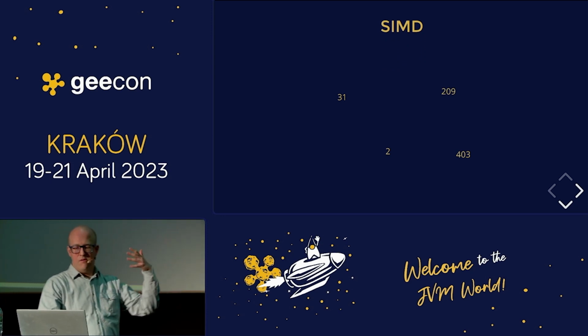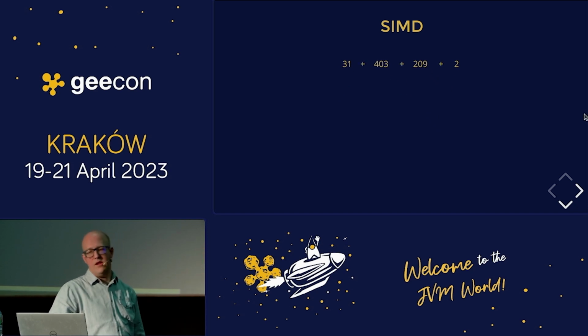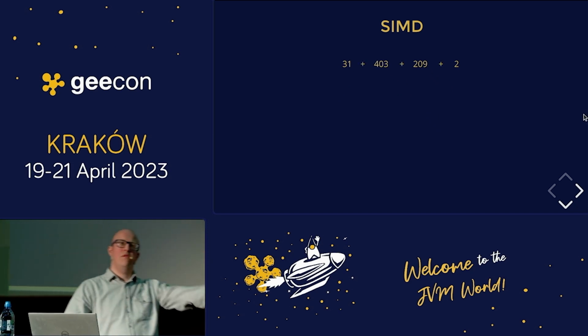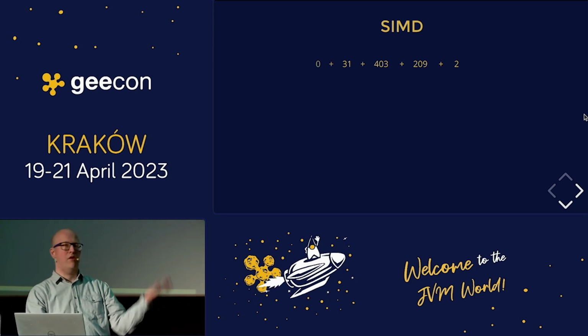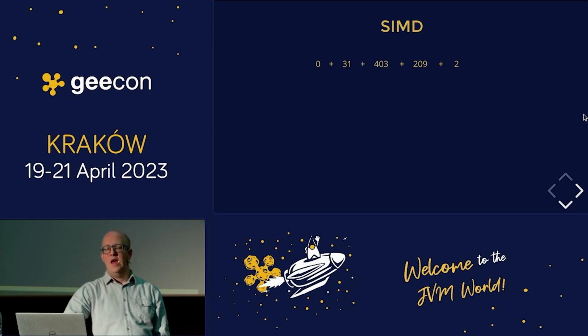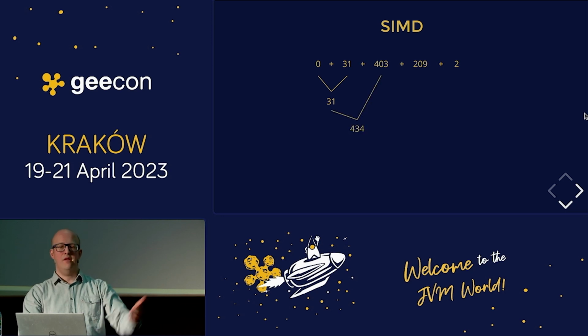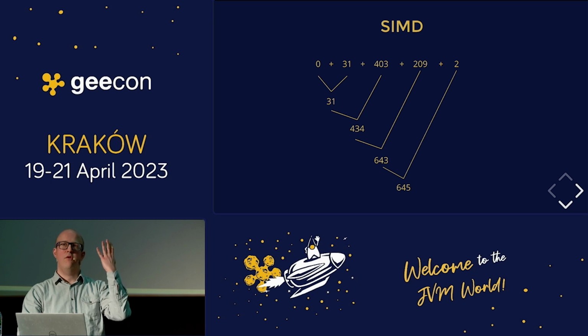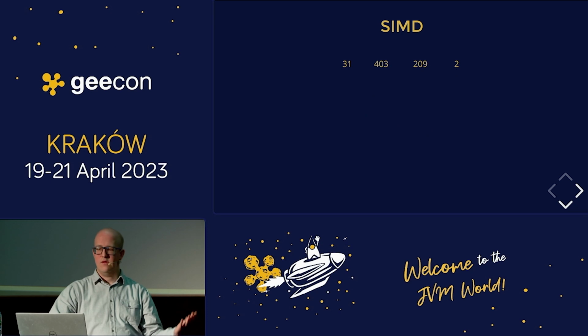So imagine we have a set of numbers. We want to add them. So what would a normal Java developer do? A normal Java developer creates an accumulator, initializes it with zero, and then adds the first element, adds the second element, adds the third element, adds the fourth element. Four operations need to be done to achieve the result.